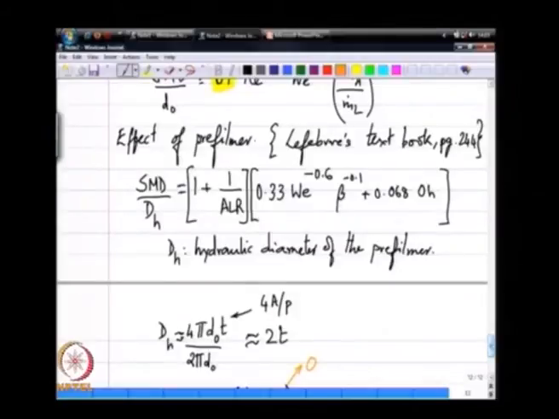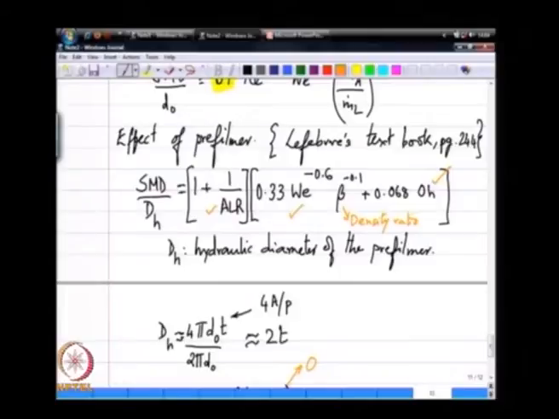Now, there are 2 aspects of this that you have to take into account. This first of all is a very comprehensive correlation obtained from experimental data that includes the effect of Ohnesorge number, beta the density ratio, and Weber number, as well as the air to liquid ratio. So, we made a list of 5 parameters. The only one that is not included here is the momentum flux ratio, and for this set of experiments they have not reported the effect of momentum flux ratio.